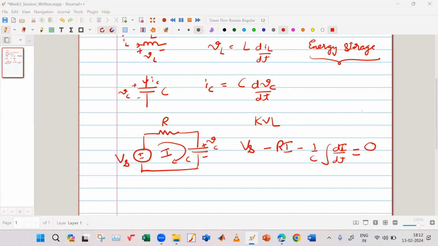So now we have written an equation. Is this equation which we have written a differential equation?